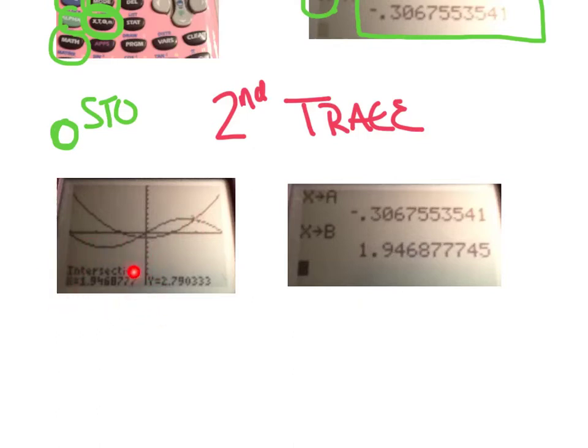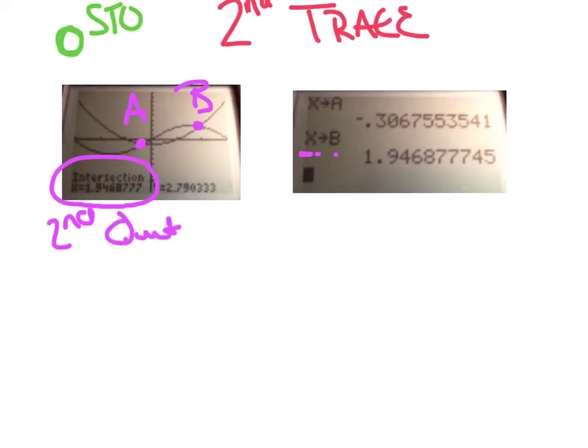Now again, you have to go second, quit. It takes you back to the home screen. This number is currently stored into X, so pull X up, and then say store that into alpha B. You need to pick a different letter. We stored this one into A, and this one into B. Now that we have those numbers stored into A and B, we're actually ready to set up our integral.